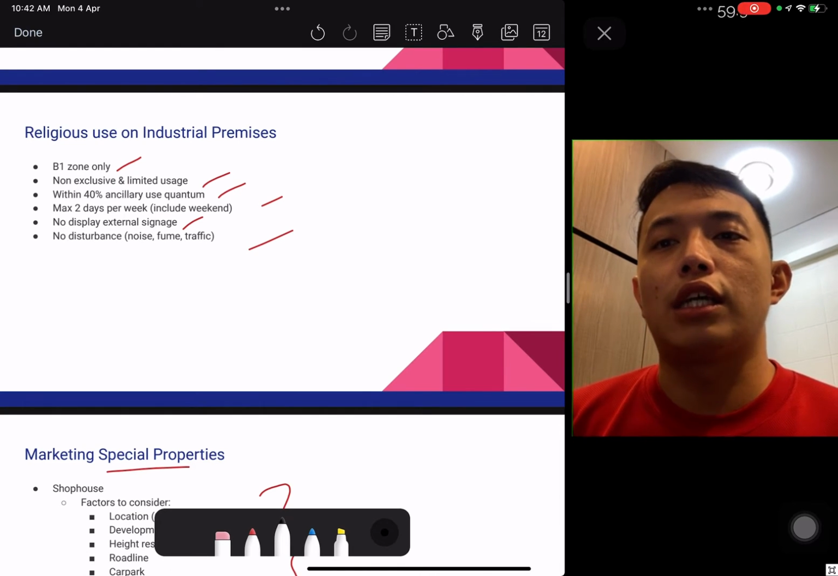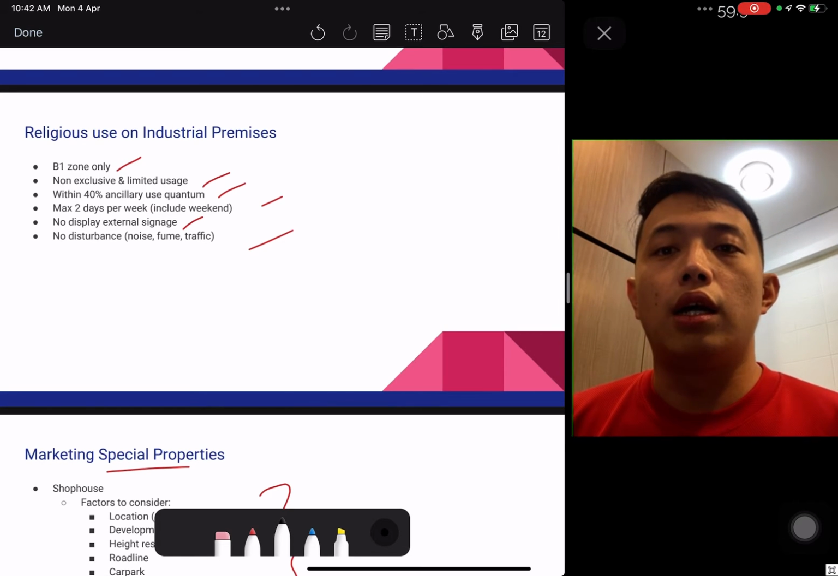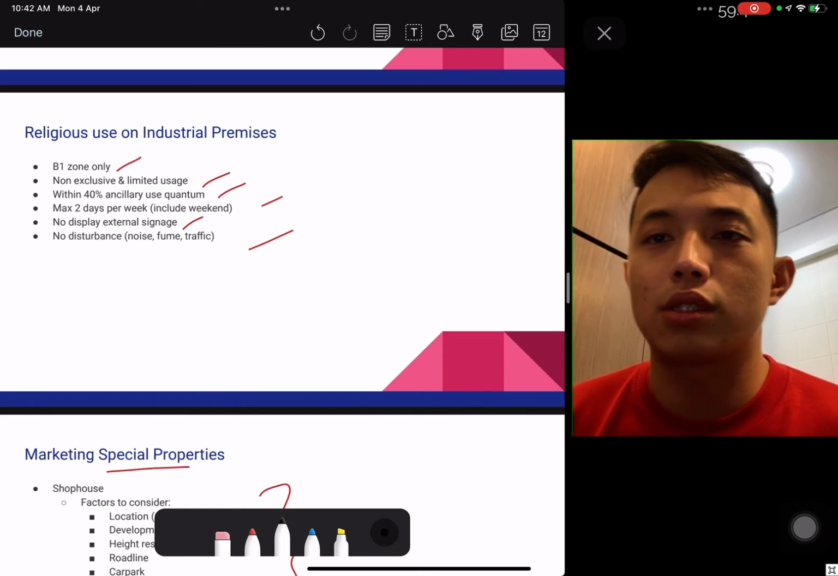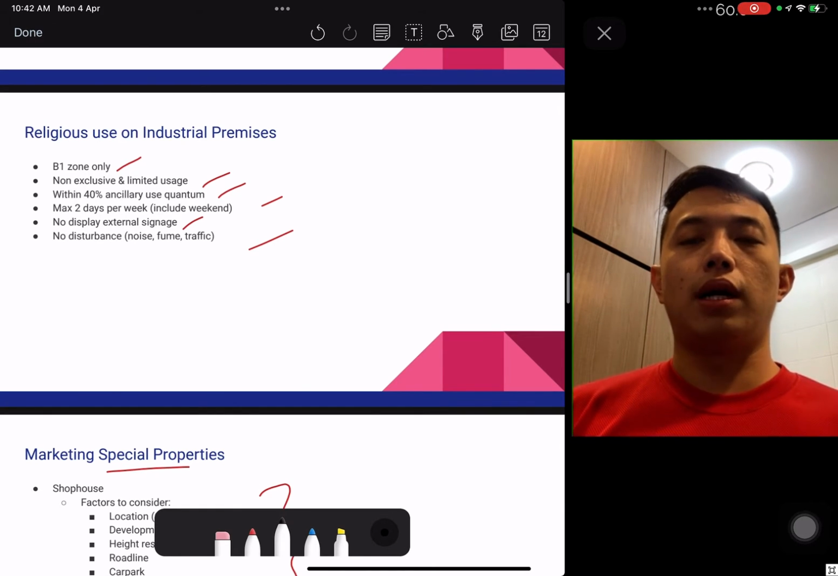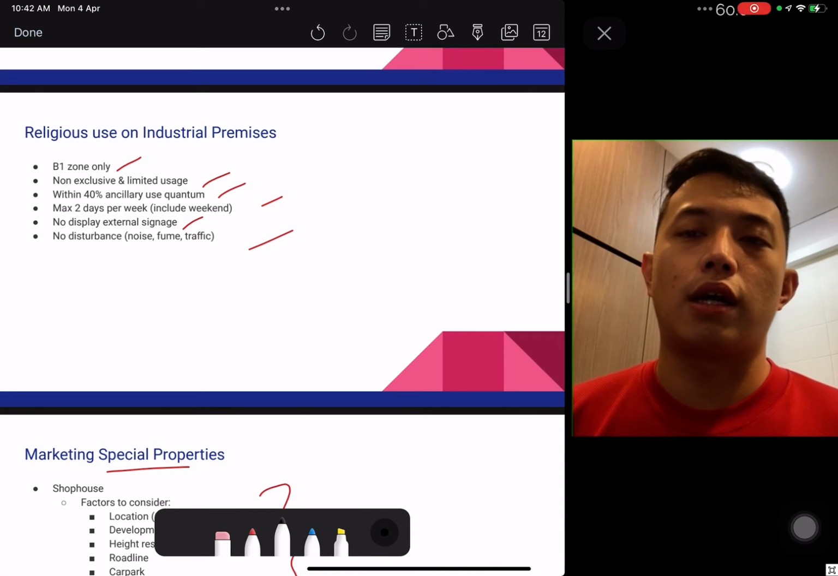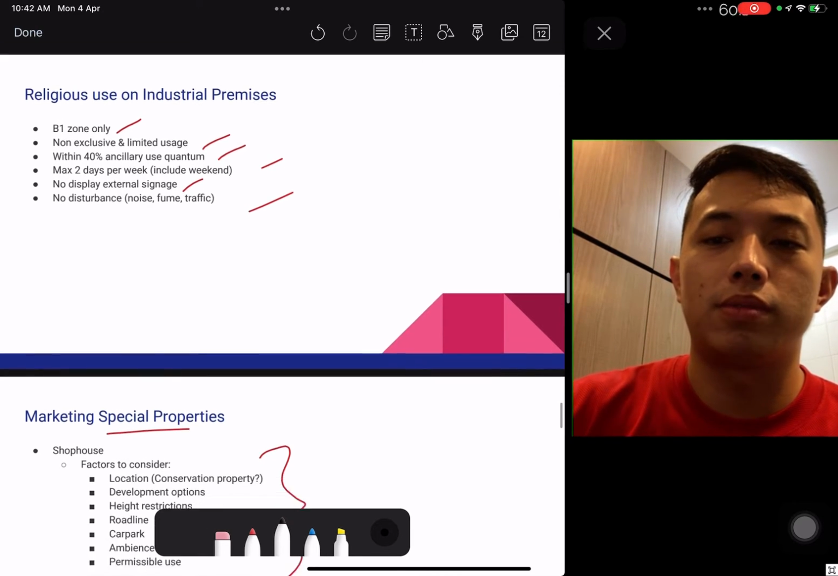Villages used under industrial premises that are using it under B1 zone, not exclusive and limited usage, must be within the 40% auxiliary use quantum of the whole unit. 2 days per week for their religious events. No display of signage, no noise, no phenomenal traffic problems. Okay, it must be all clear.